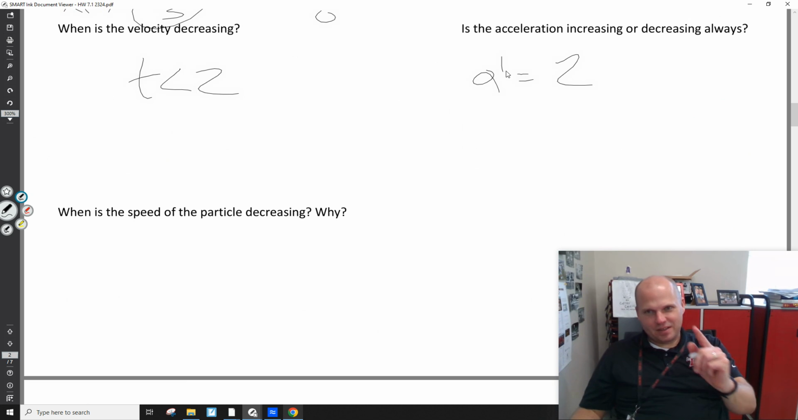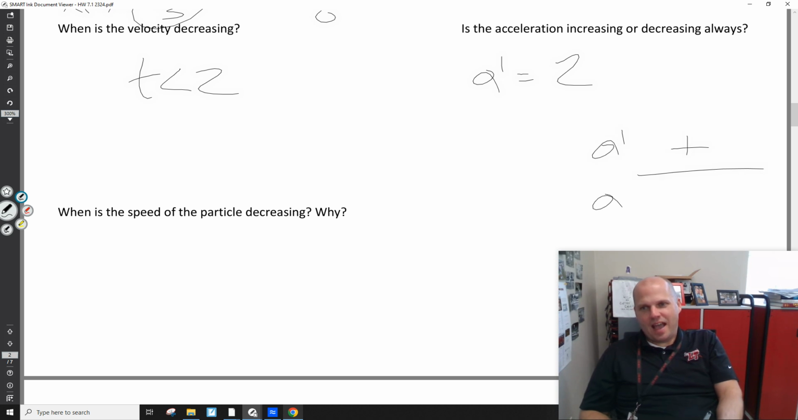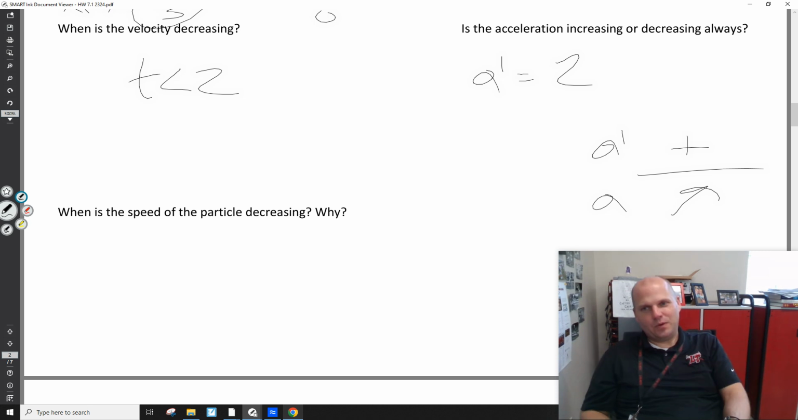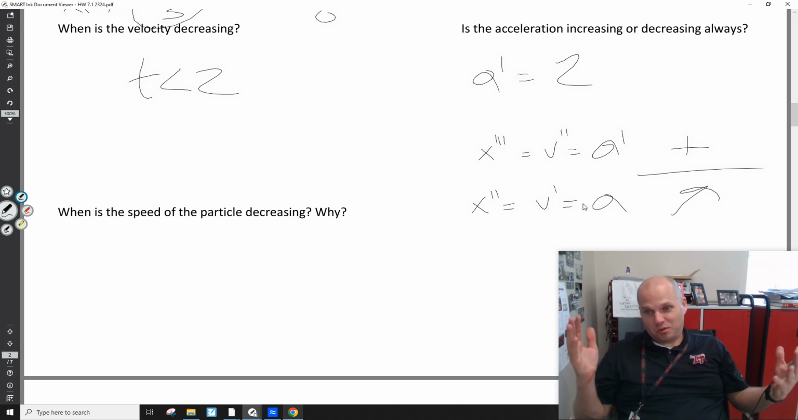A prime is 2. A prime is positive. A must be increasing. That's V double prime. That's X triple prime telling you about V prime or X double prime. This is what calc is all about.